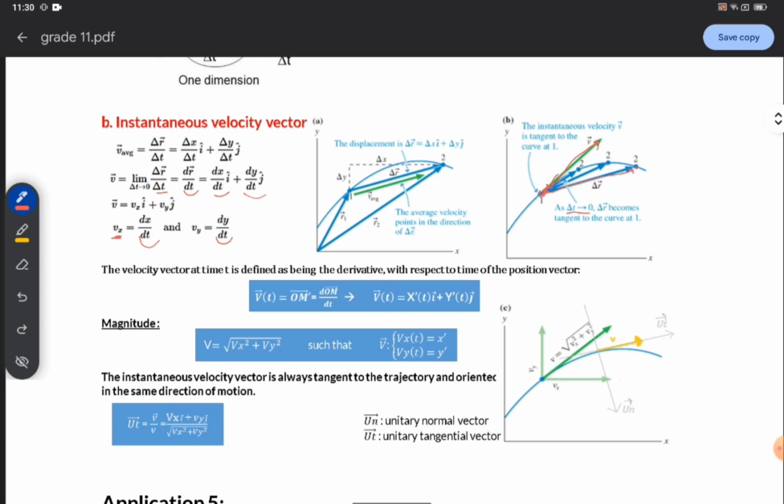So the velocity vector at time t is defined as the derivative with respect to time of the position vector. So V(t) is the derivative of the position vector, OM prime equal dOM over dt, or V(t) equal x prime(t) i plus y prime(t) j. Magnitude V equal radical Vx square plus Vy square, such that Vx(t) equal x prime and Vy(t) equal y prime. The instantaneous velocity vector is always tangent to the trajectory and oriented in the same direction of motion. It's very important.